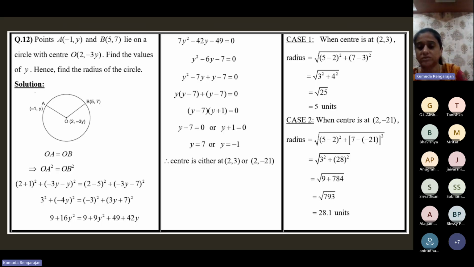Please work this one. There's nothing much to explain in all this, children. So I'm just presenting the answer. You can help yourself, because everywhere it's just using the distance formula. Please work this one. I'll just come back.